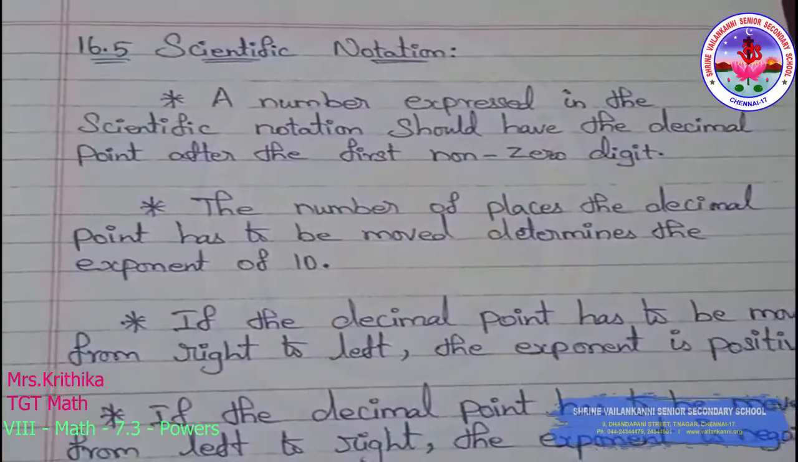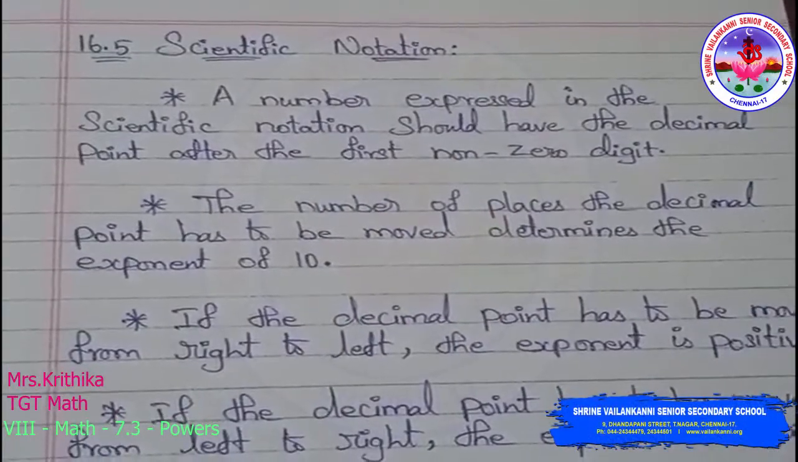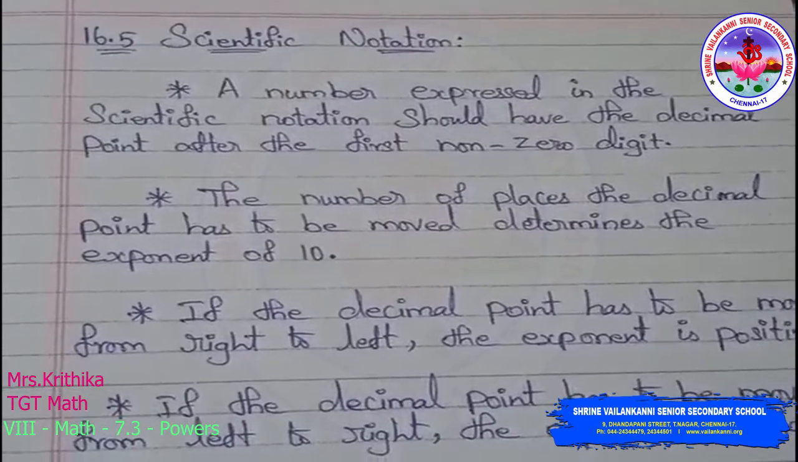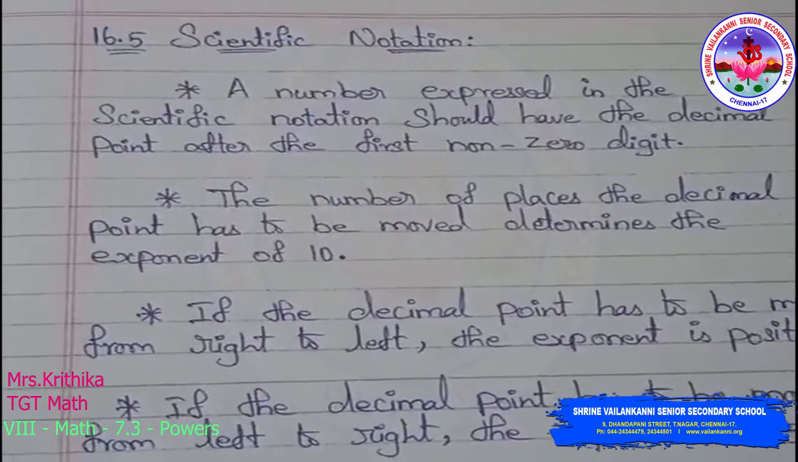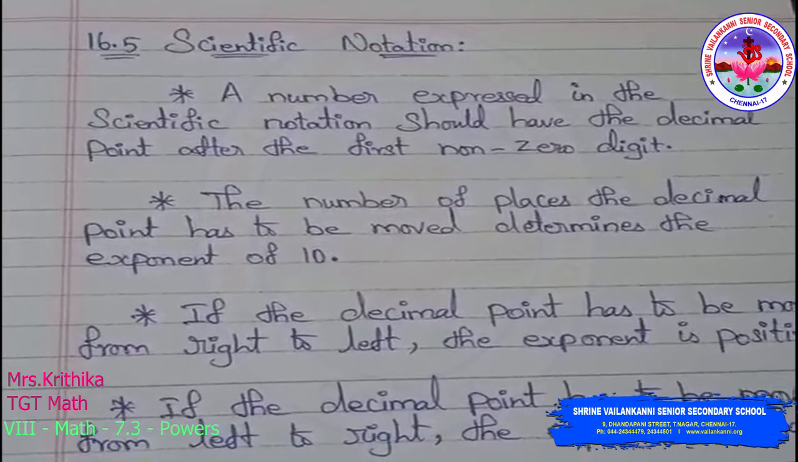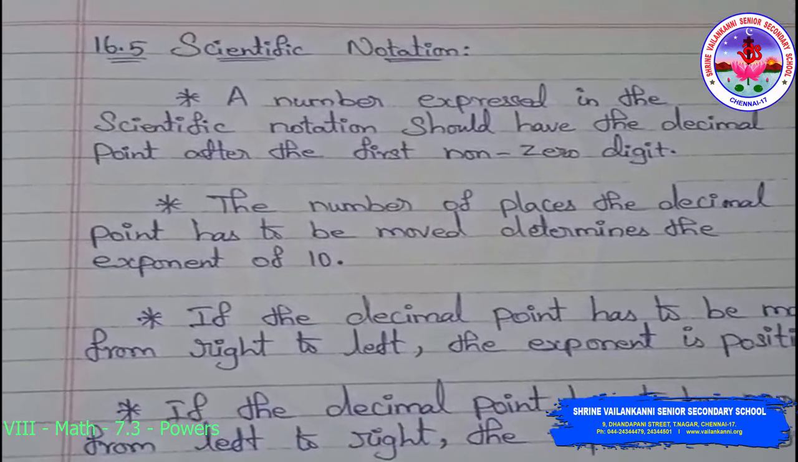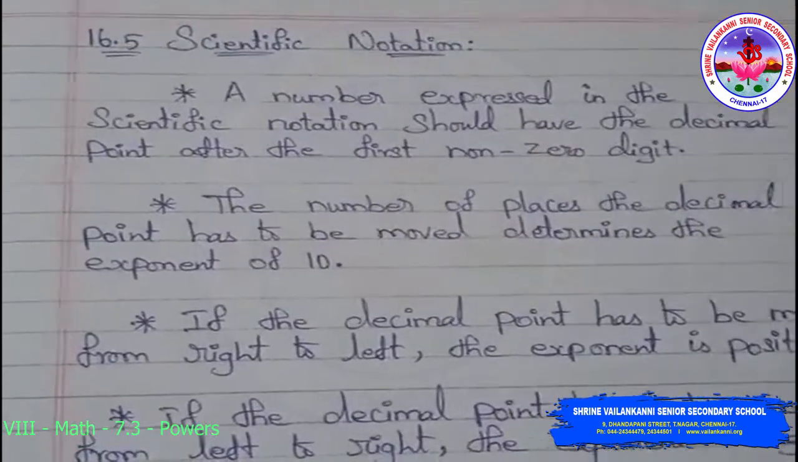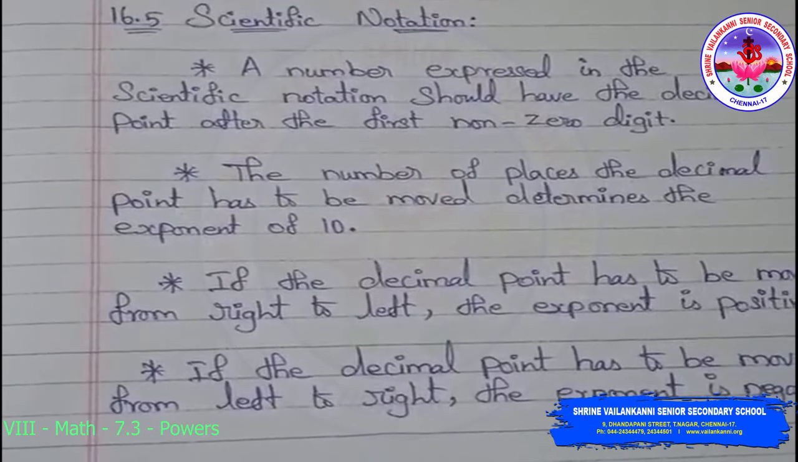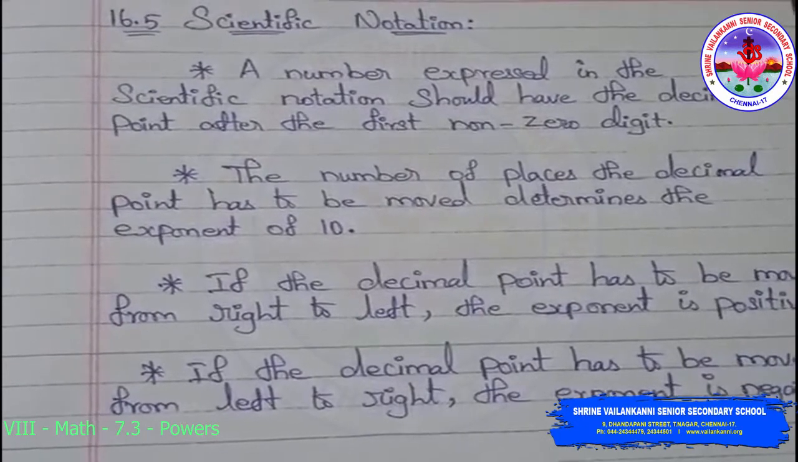The next topic is 16.5 Scientific Notation. In class 7, you were introduced to the concept of scientific notation. You learned that this notation is used when we are dealing with very large or very small numbers. It is easy to write a number in the decimal notation using the following procedures.